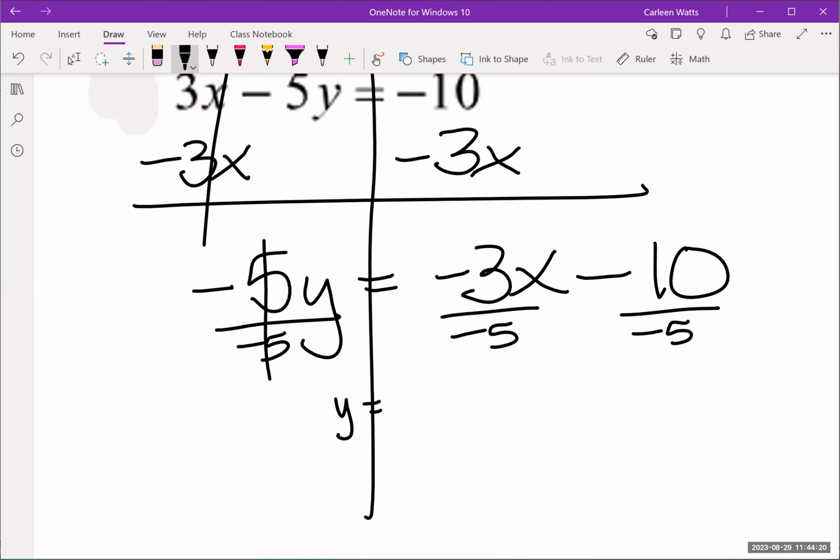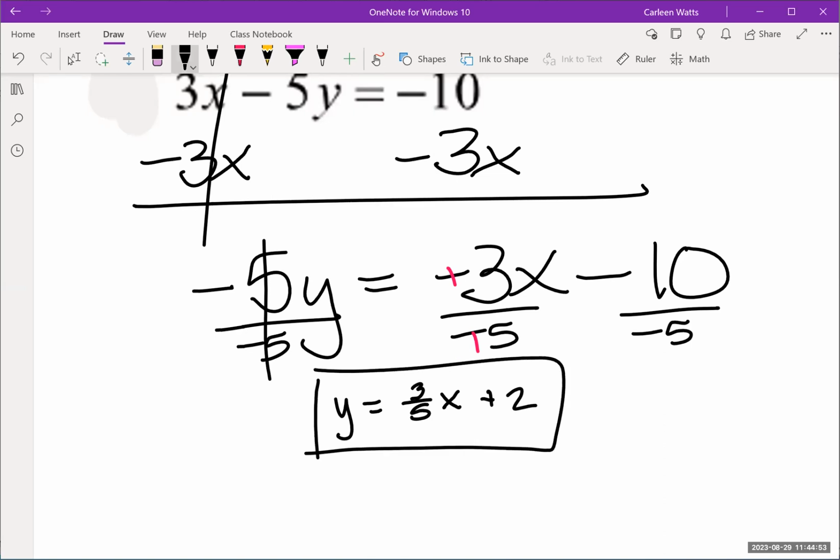-3 over -5, those negatives cancel. I'm not plugged in. Oh, no. Okay, starting to dim. Don't know how much longer I have. Okay, 3/5 x plus 2. Done. The day is saved.